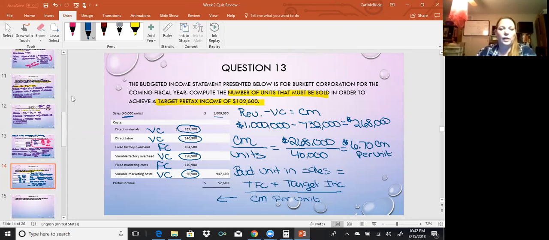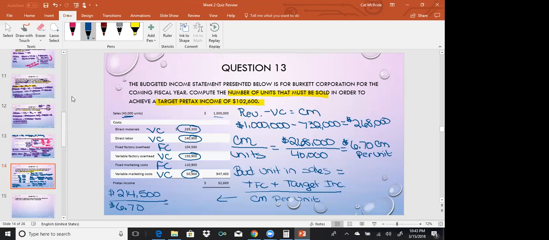So our total fixed cost, oh, I added those together. So the 104 plus the 110 plus our targeted income gives us 214,500 is the total amount that we want to end up with. That's our fixed cost plus what the profit is. At $6.70 per unit contribution margin, we have to, what? Isn't it 215,400? Or am I looking at that wrong?